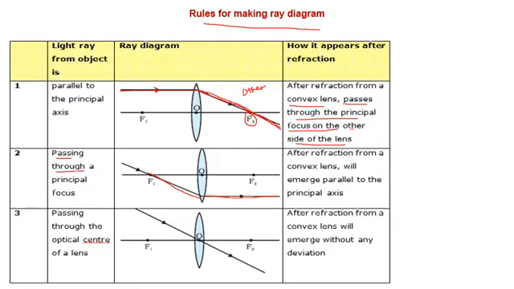Now the third rule says that when a light ray from the object is passing through the optical center, this is the optical center of a lens, right? If this line denotes the lens, then the center of this line is nothing but the optical center. When a ray passes through the optical center, after refraction from the convex lens, it will emerge without any deviation. You can see the ray is not deviating anywhere, it is emerging as it is. So you have to remember all three rules before you start drawing your convex lens diagrams.